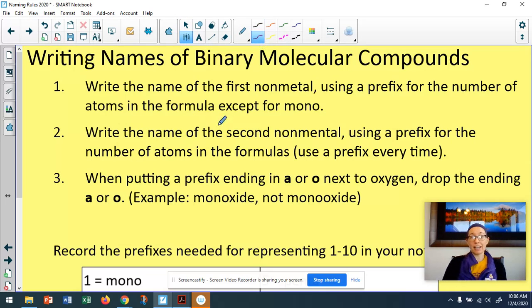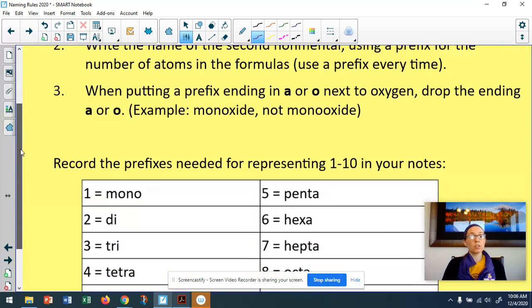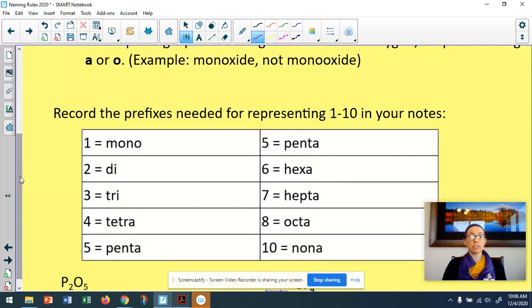When we write the name of the second nonmetal, we will use a prefix every single time, no matter what. Now, what prefixes, you might be asking? Well, we will show you. So there are prefixes here for 1 through 10 that help us to identify how many elements or atoms of each element are within the formula.